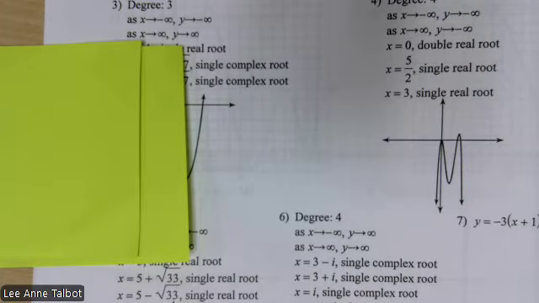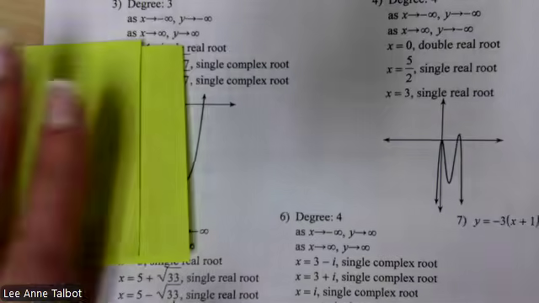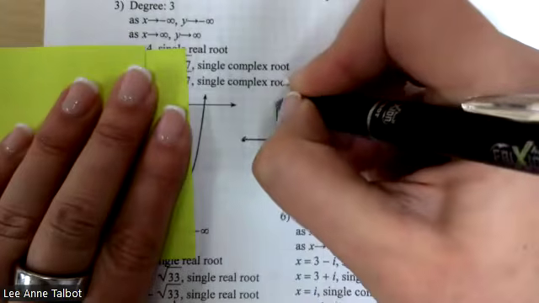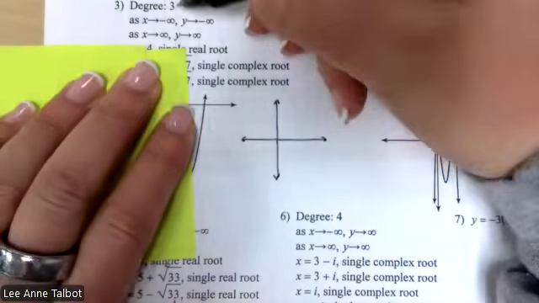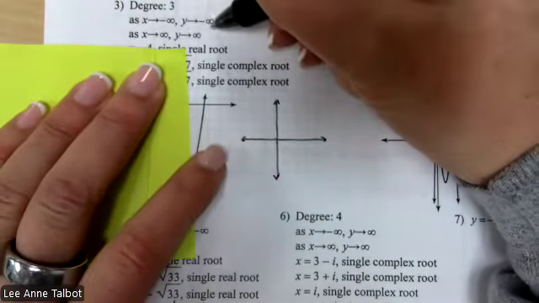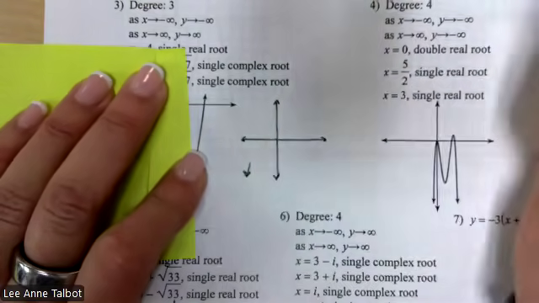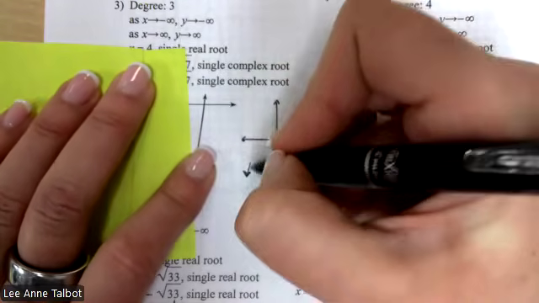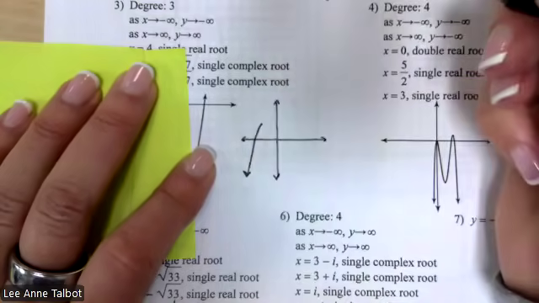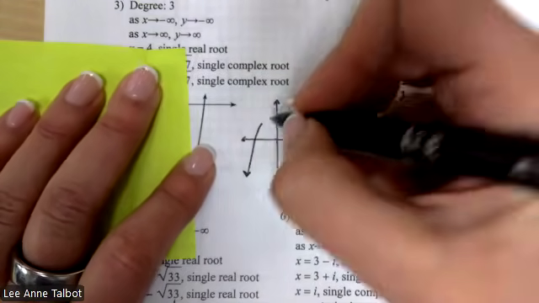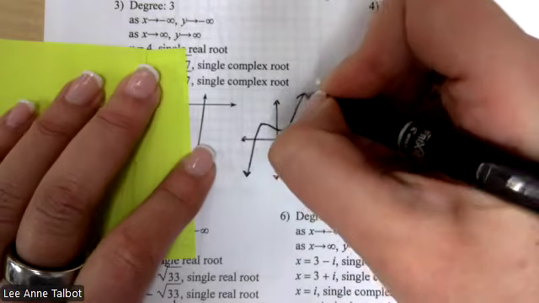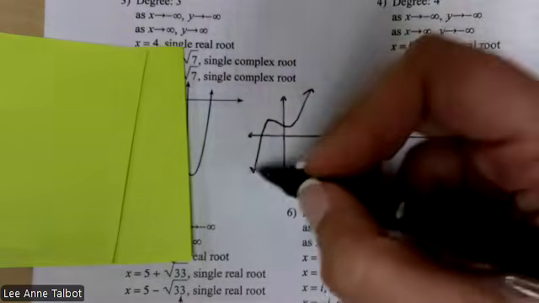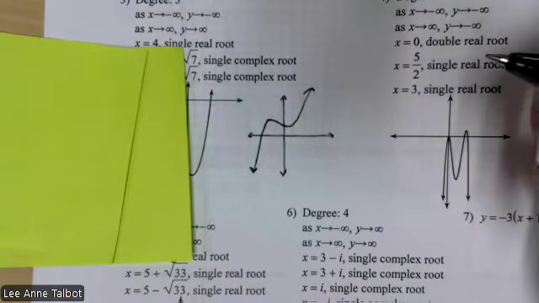Okay, so this is what my little miniature brain would do. I would go, okay, Miss Talbot, I got you. Fine. Degree 3, 3 directions. It needs to start down, end up. It needs 1 single real root, so it's going to cross the x-axis 1 time, and 2 single complex roots. So that means it's not going to cross again because complex roots don't actually hit the x-axis. But this gives me my 3 directions.